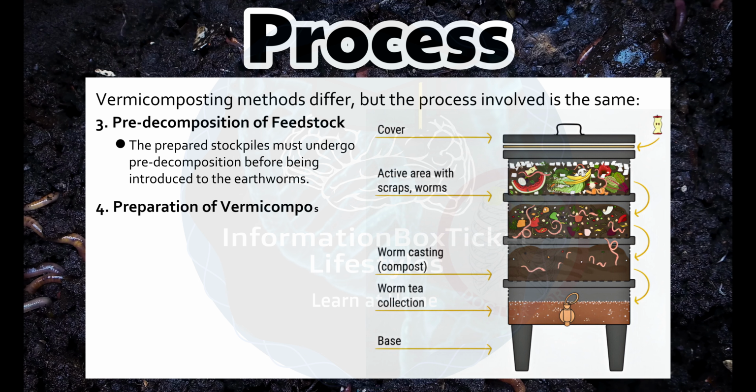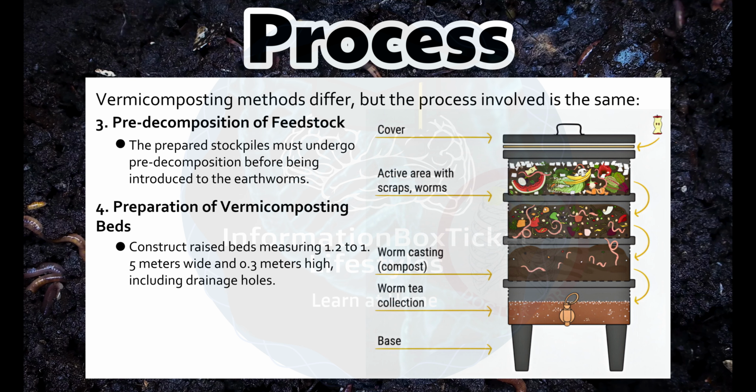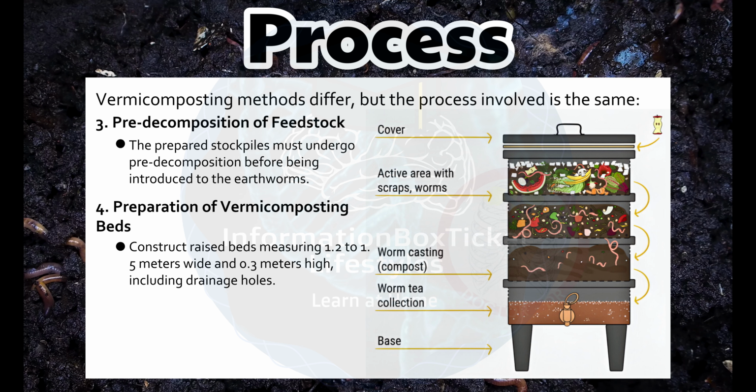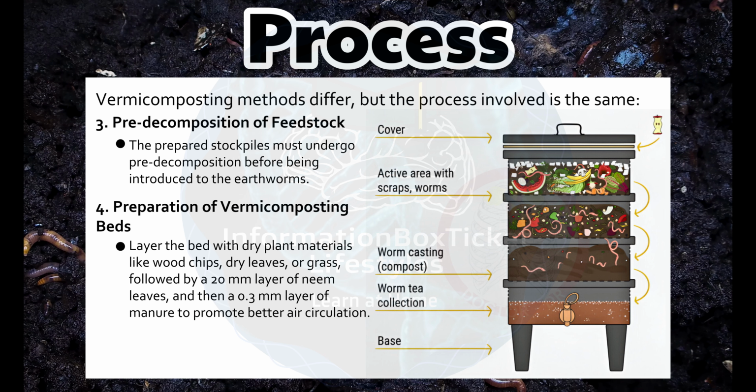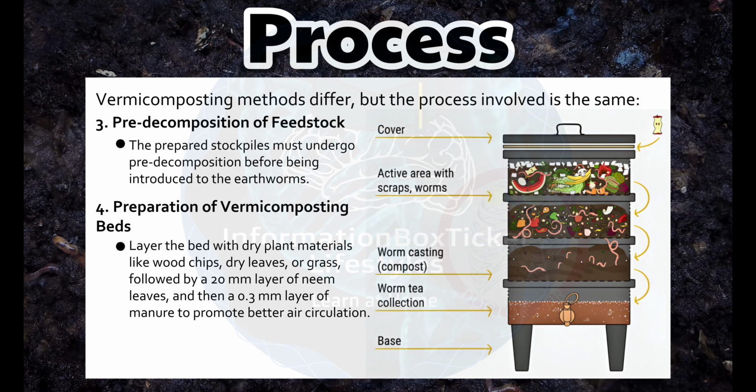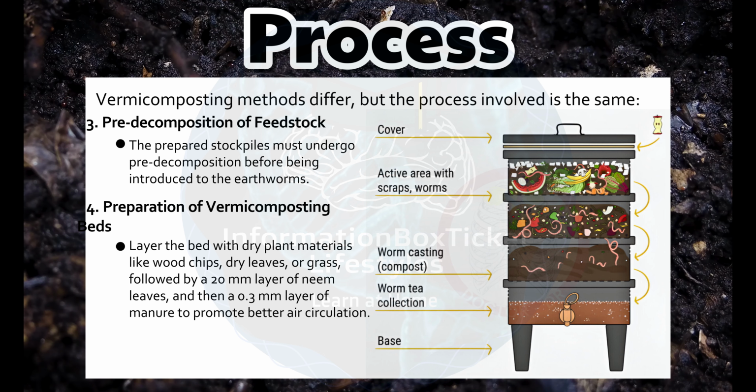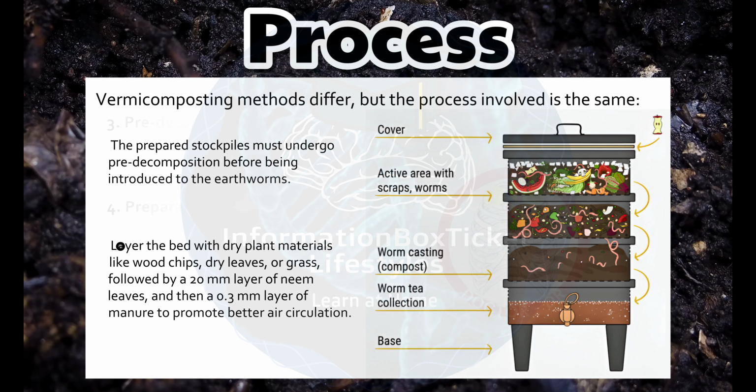Fourth, preparation of vermicomposting beds. Construct raised beds measuring 1.2 to 1.5 meters wide and 0.3 meters high, including drainage holes. Thoroughly moisten the soil or ground surface. Layer the bed with dry plant materials like wood chips, dry leaves, or grass, followed by a 20 millimeter layer of neem leaves and then a 0.3 millimeter layer of manure to promote better air circulation.